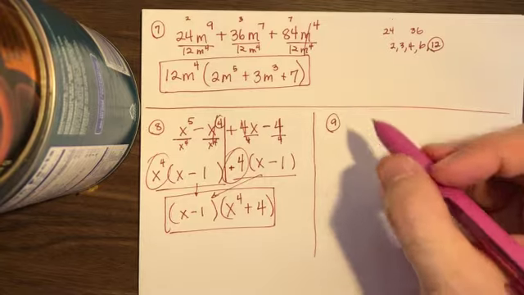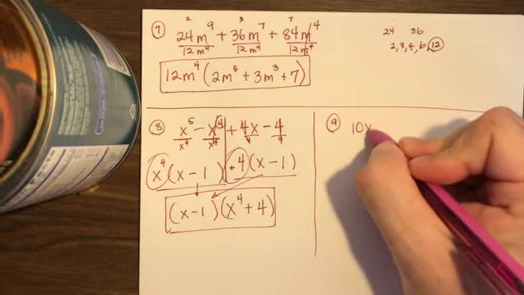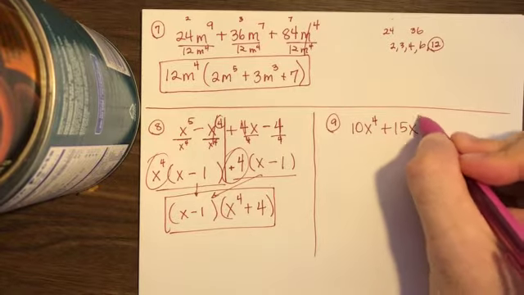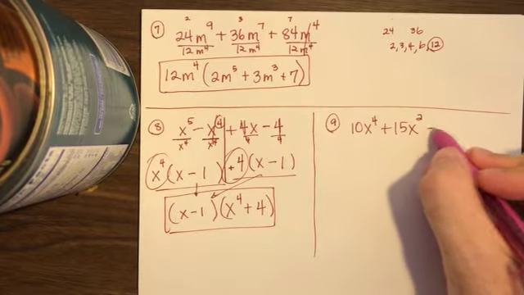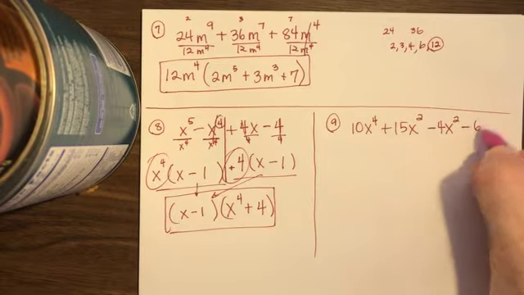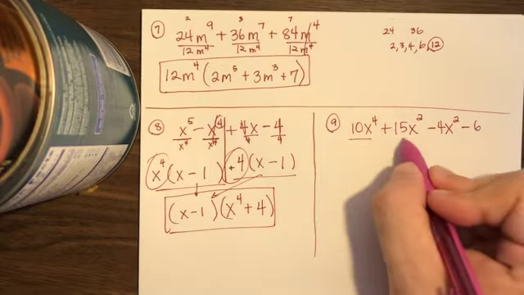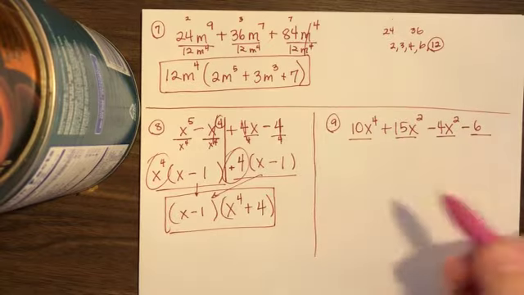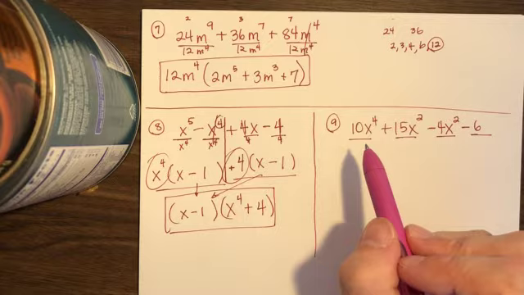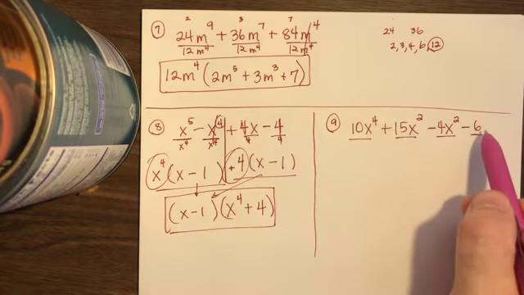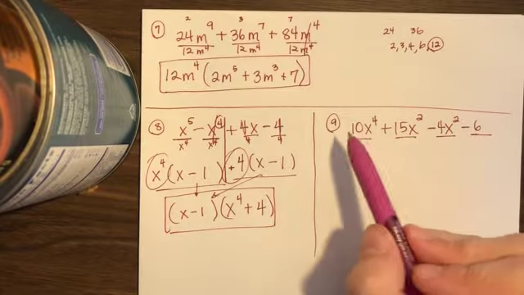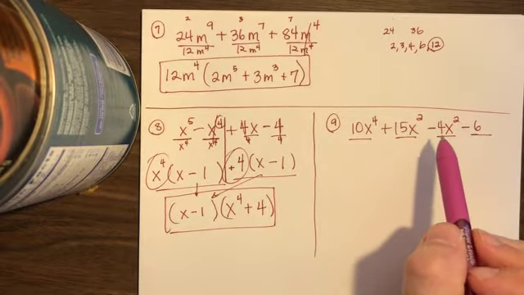Number 9. So 10x to the 4th plus 15x squared minus 4x squared, right? Squared, yeah. Minus 6, okay? So I got 1, 2, 3, 4 terms. I look at them all and I say, did they have a number in common? They don't have a letter in common. This guy doesn't have a letter. But do they have a number in common? Well, let's see. Maybe 2.